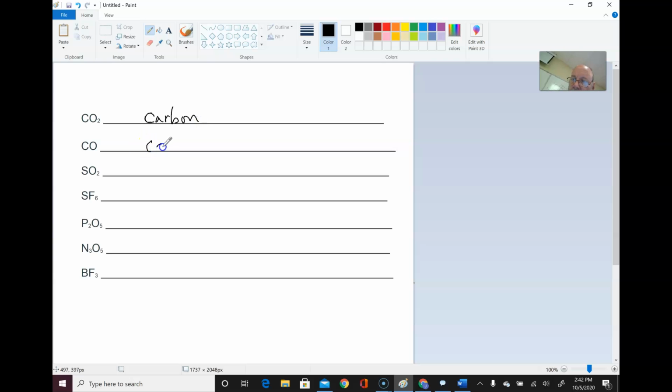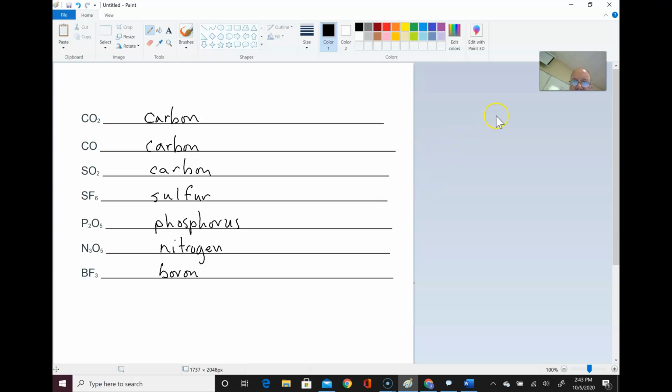Again, we put down carbon, carbon, sulfur, phosphorus, nitrogen, and boron. Okay, so these are the first names, and this is our first step. Just the names of the elements.